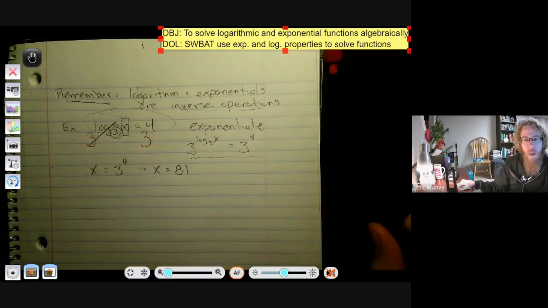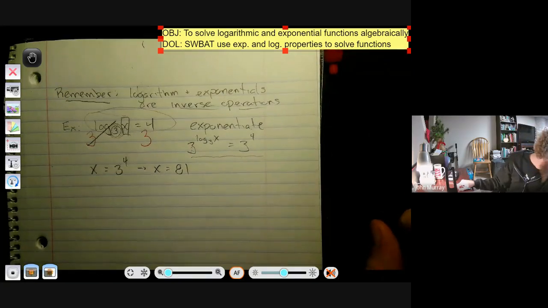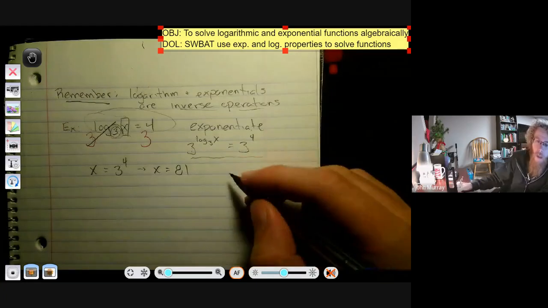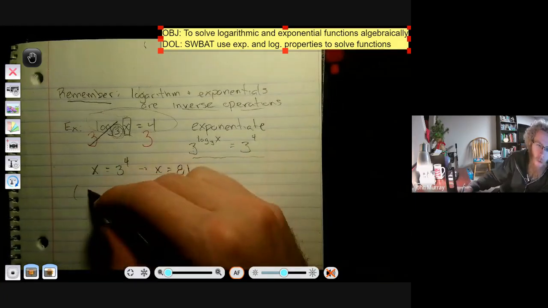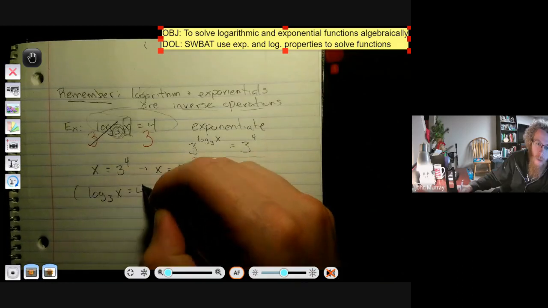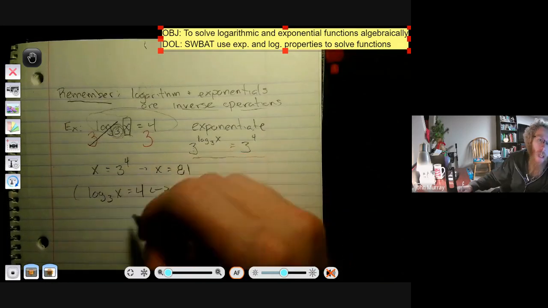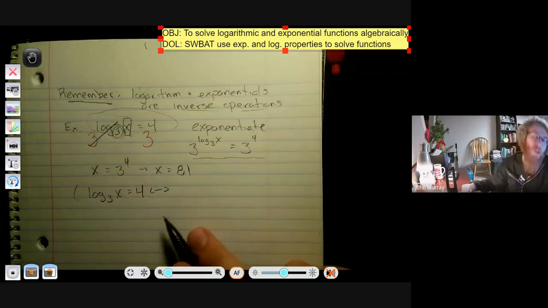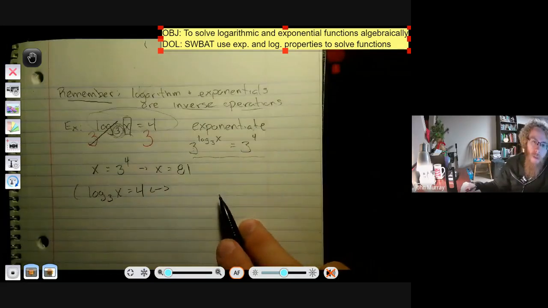So we get x equals 81. All right, so that's one way of doing it. The other way you could have done it, I'll do it in parentheses, is, in this case, you can't always do this, but if it looks like this, you can always switch it to an exponential, right?